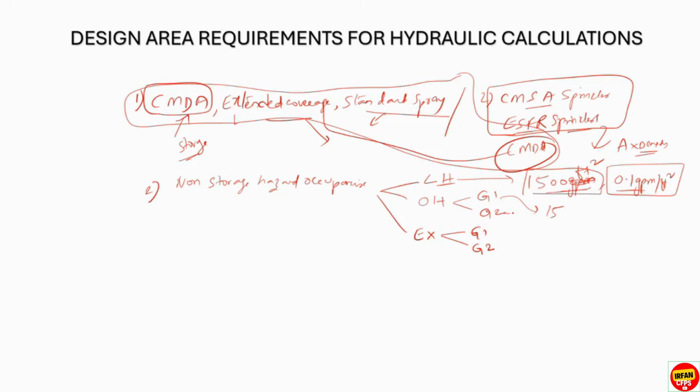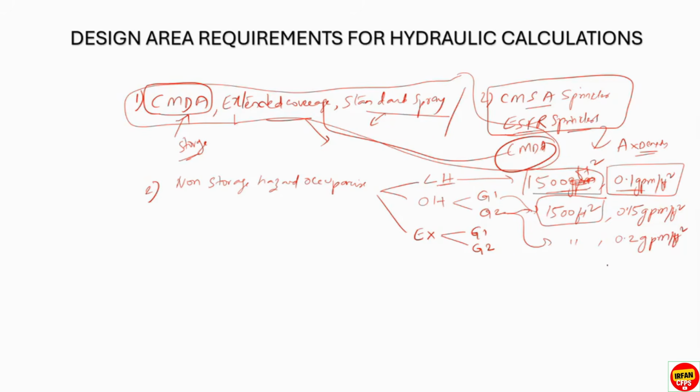For light hazard, group 1 and group 2, for ordinary hazard group 1 also we will consider 1500 square feet design area for performing the calculations. And the density for ordinary hazard group 1 is 0.15 GPM per square feet. For ordinary hazard group 2, the design area of operation is 1500 square feet. But the density will be, you have to remember these things.